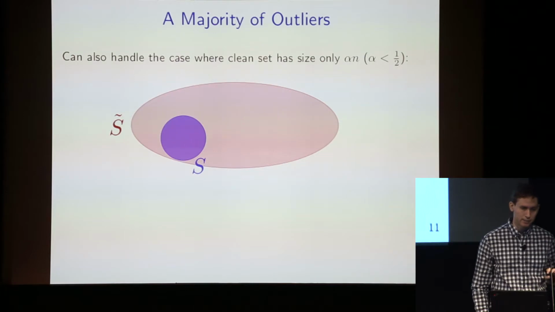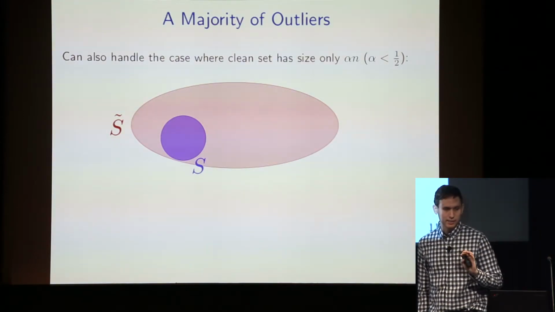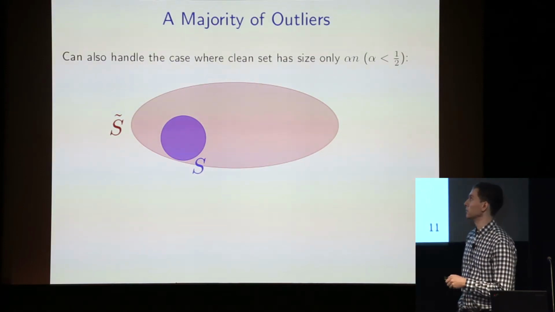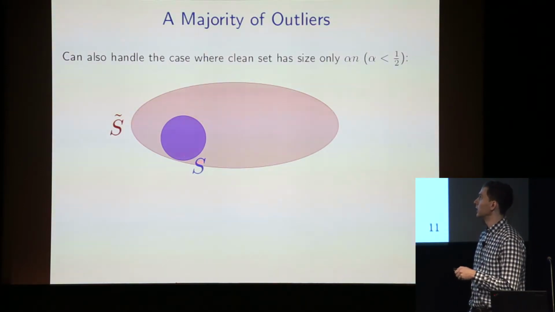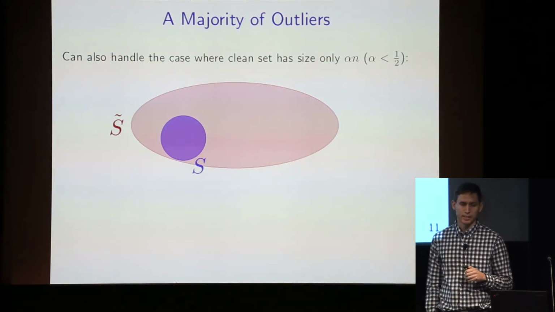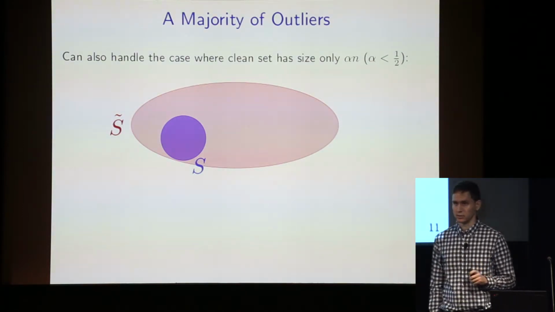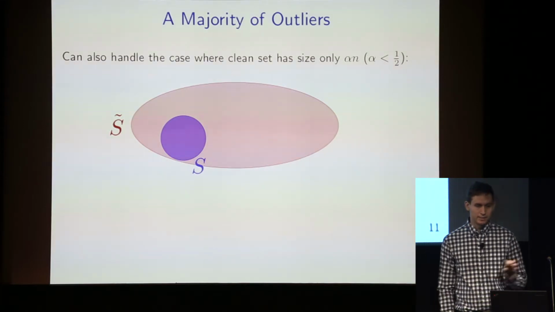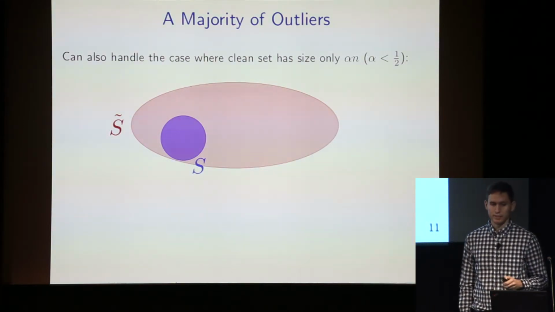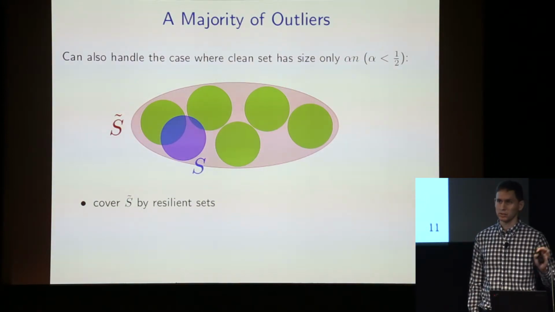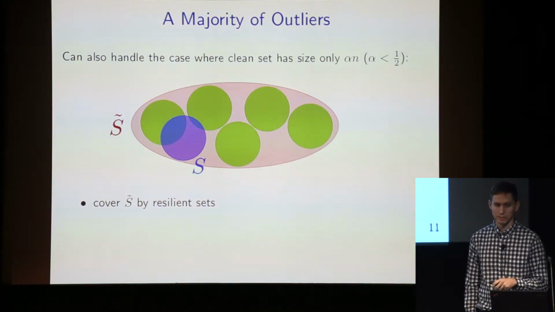So I'll let them talk about that. The final cool thing is that we can actually handle the case even when the majority of the data are outliers. So the picture looks like this, where S, the good set, is a tiny fraction of the set, and almost all of the data is controlled by an adversary. It seems like you shouldn't be able to do very much here, but it turns out the same basic pigeonhole argument works with just a little bit more elaboration.